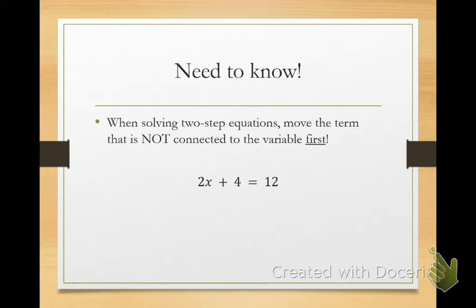Does everybody see where the x is? This is the term connected to the variable. I want you to draw a heart around it. This heart tells you that these guys are best friends.